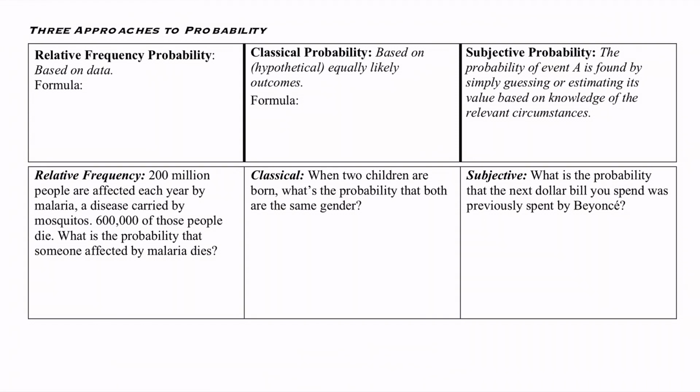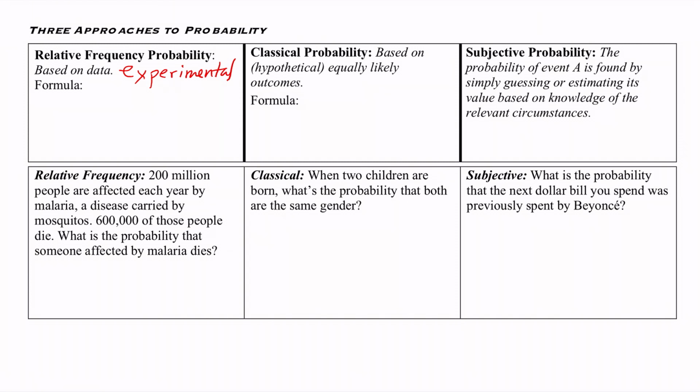Here we will consider three approaches to calculating probabilities. The first approach is the relative frequency probability, or oftentimes what we'll call experimental probability. The reason we would call it that is because we're using the results of an experiment or some data that has been collected to determine how likely an event is to occur.